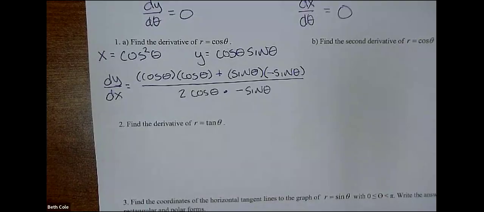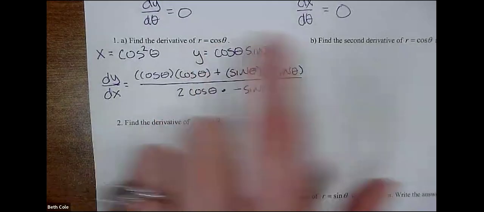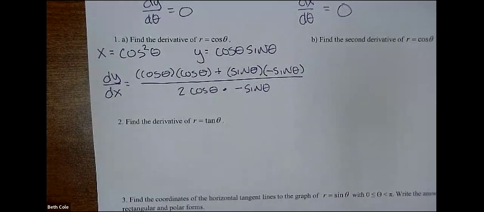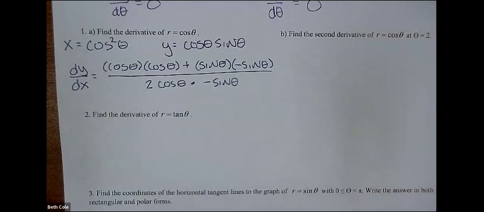Okay. Now this next one is find the second derivative of what we just did. This is part B at theta equals 2. This would be a calculator problem, and I don't really have anything to write on the paper.